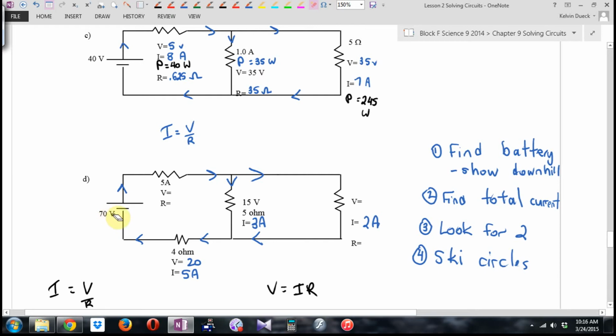Just read it. So this battery is giving 70 volts. That means our skiers, our charges, are starting with 70 volts. How much do they lose down this hill? How many volts do they lose down this hill? 20. Right here.